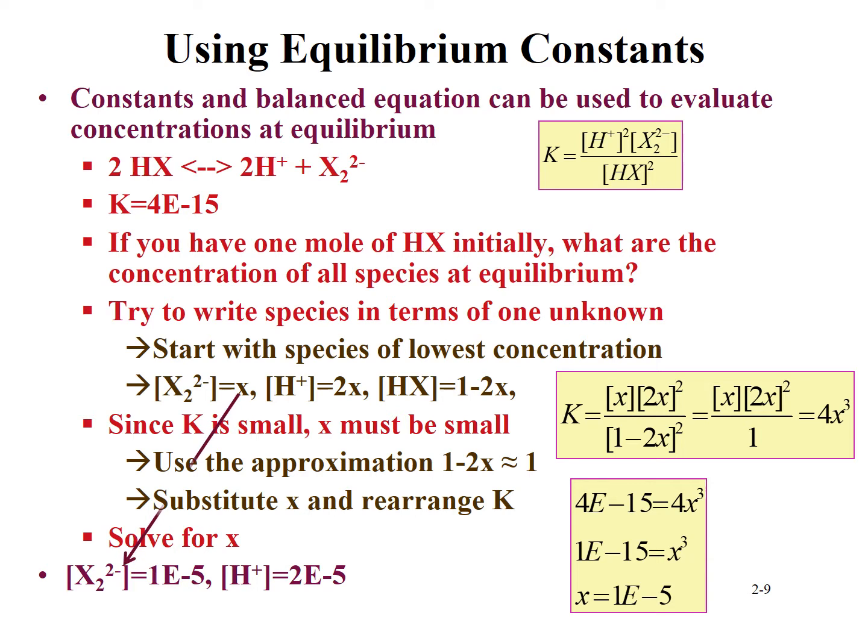And so we solve for the X. And we know that twice this amount is equal to the proton concentration. And the concentration of HX, well, that's just equal to 1, because we set that as part of the approximation. All right, so that's a fairly straightforward and simple case.